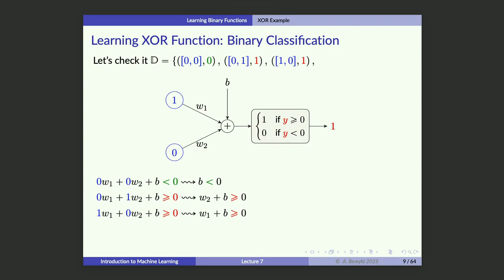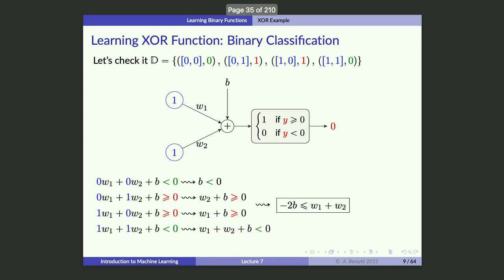Same thing is going to happen when I put 1, 0, right? W1 plus B should be positive. And if I set 1, 1 as the input, then I need the sum of all of the weights, the 2 weights and the bias, all of them, to be negative because 1, 1 is also labeled as 0, right? So these are all the equations you need to get satisfied all together.